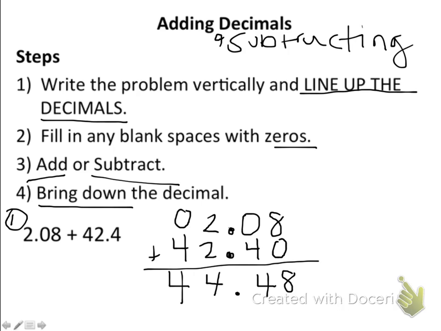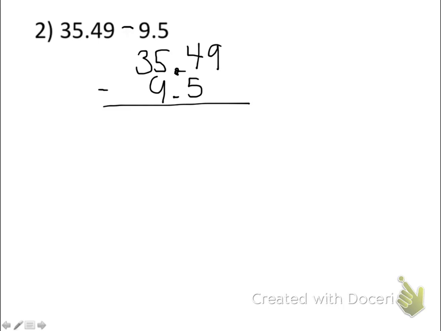I have one example of subtraction that I'd like to go over, and I need you to write down, please. So we have 35 49/100ths minus 9 5/10ths. Our first step is to write the problem vertically. So we have 35 and 49/100ths minus 9 5/10ths. Next step, fill in any blank spaces with zeros. This is a 9. So we're going to write a 0 here because it's a blank space and a 0 here because it's another blank space.